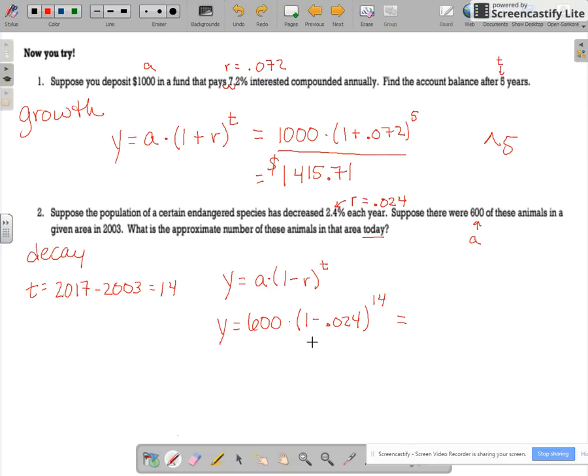When you plug that in exactly as it's written, you get 427.02. Okay, now we can't have 0.02 of an animal, so we're going to approximate this, and there's approximately 427 animals left in this year. Okay. So that's number 2. If you want to continue watching, please move on to number 3 with me.